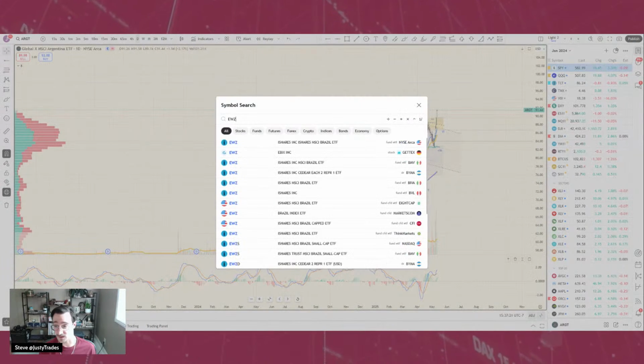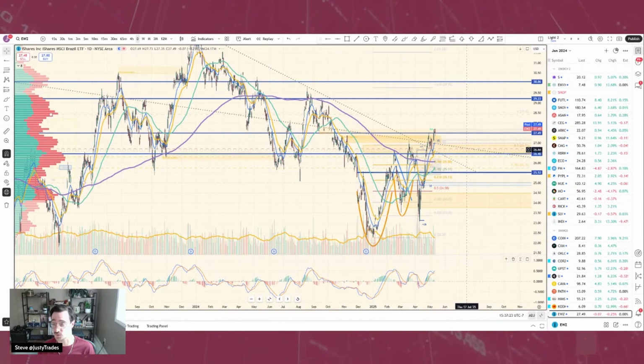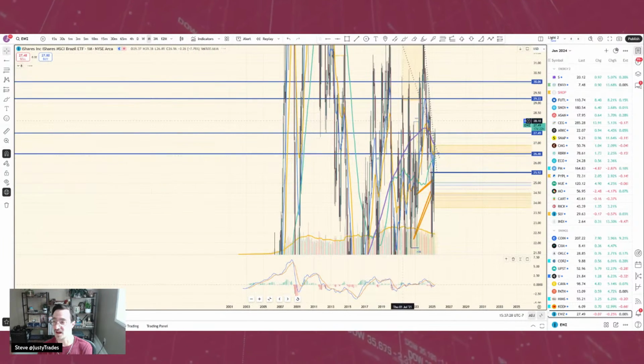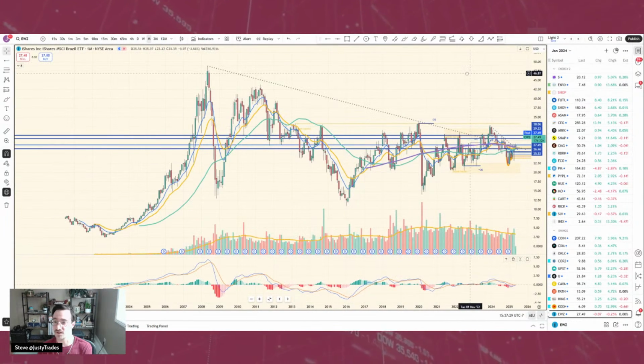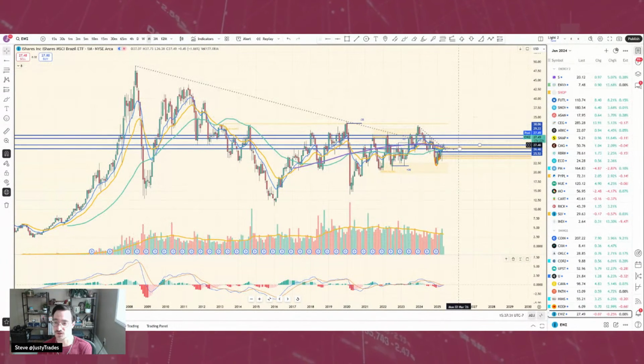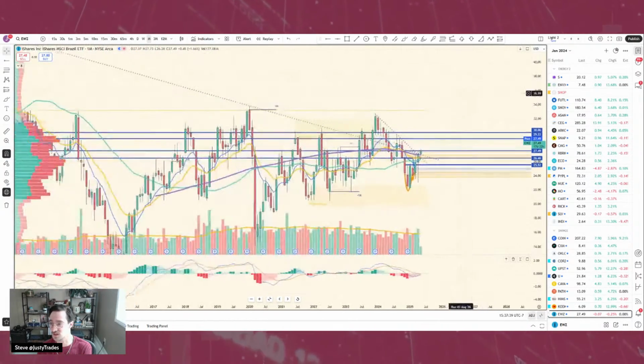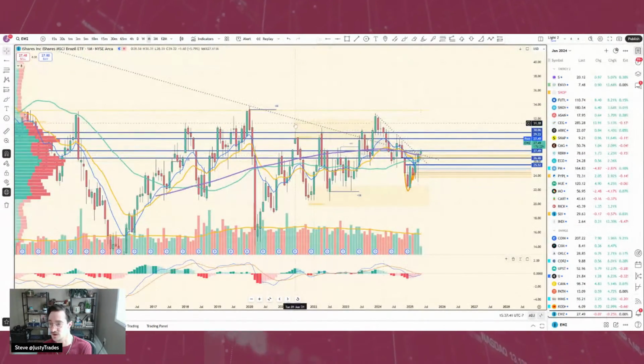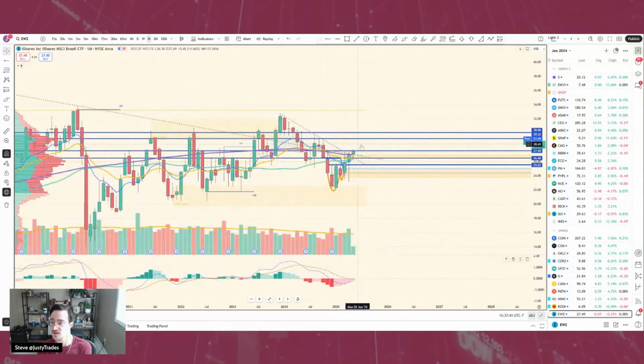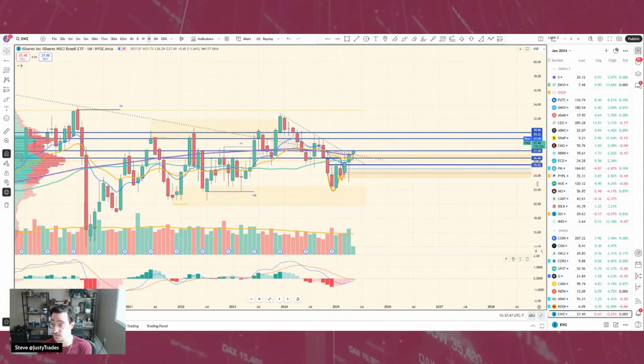So EWZ is my top watch this week. This is the Brazilian ETF. We have a major long-term base building here, right? These are monthly candles. We have a big downtrend line, and when you zoom in here, you can see we are closing over this long downtrend line. We have a more defined shorter-term downtrend line we're also closing through.